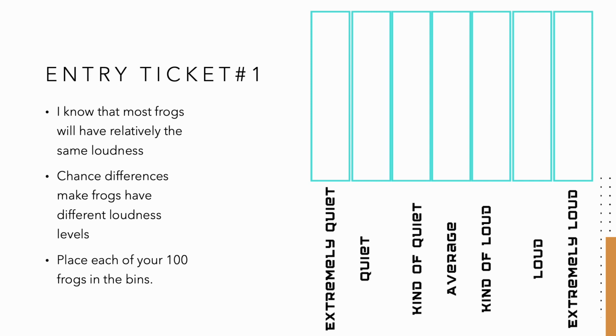On a scale where your decibel reader only has seven outputs: extremely quiet for a frog, quiet for a frog, kind of quiet for a frog, average for a frog, kind of loud for a frog, loud for a frog, and extremely loud for a frog, I need you to make a logical guess as to how loud you expect your 100 frogs to be after you pinch them. Specifically, place each of your 100 frogs in one of the bins like this.